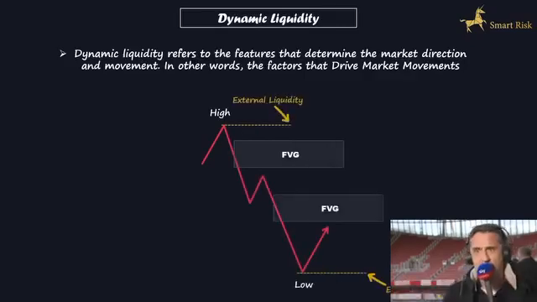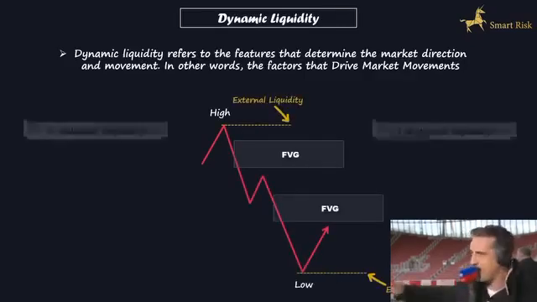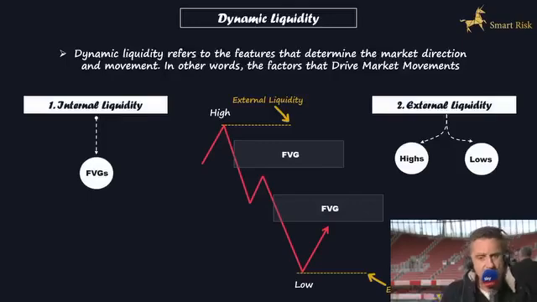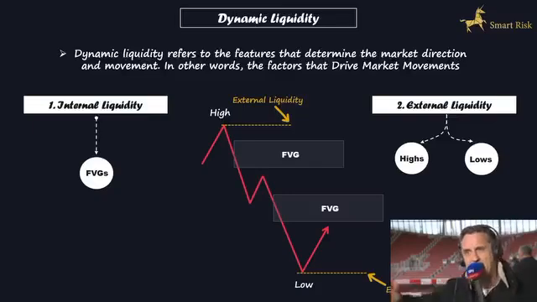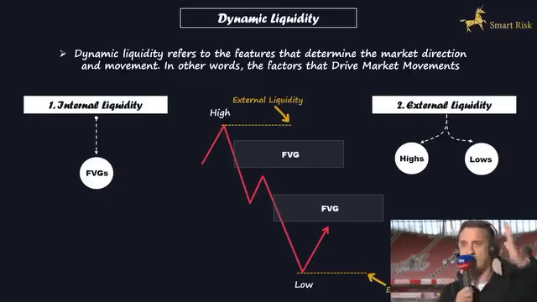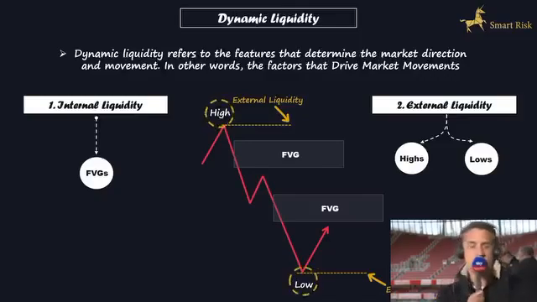Dynamic liquidity refers to the factors that influence market direction and movement. In simpler terms, it represents the elements that drive market movements. To better comprehend this, let's imagine a market structure like a rally wave, consisting of a high and a low. These highs and lows represent external liquidity. Essentially, external liquidity pertains to the highs and lows within a rally wave.